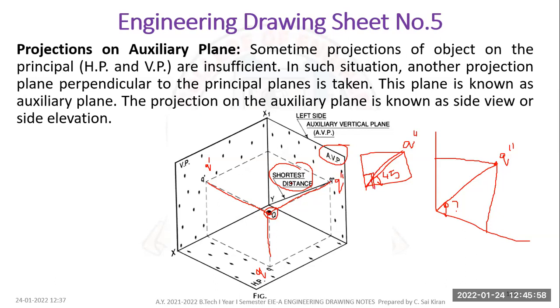So if in the problem they give the shortest distance, then you have to take the angle as 45 directly. Whenever you see the term shortest distance, suppose this is the point and this is the point, and I'm going in this way. This is not the shortest distance. The shortest distance is this one. So whenever in the problem you see the shortest distance, take the angle as 45 degrees.